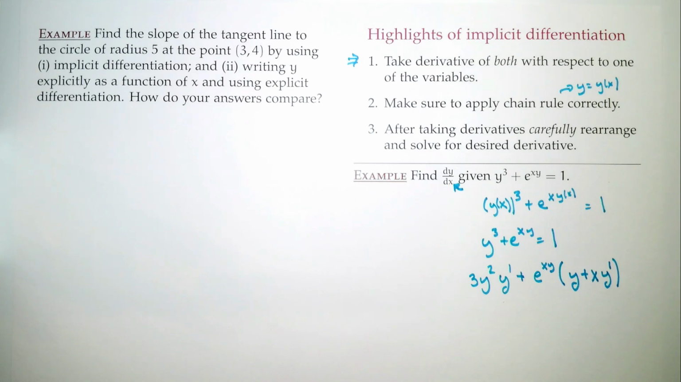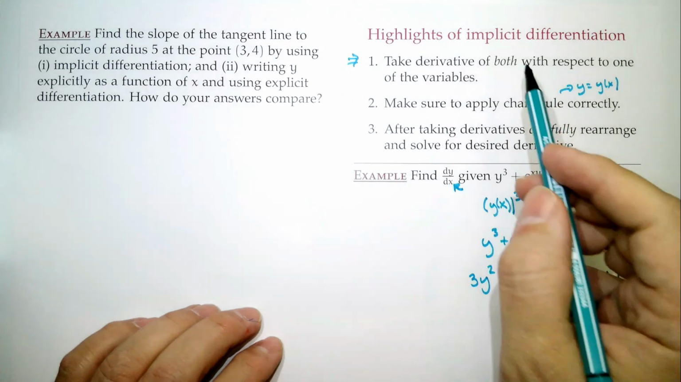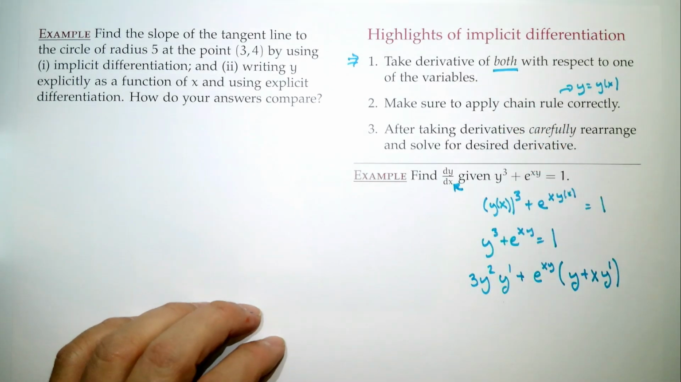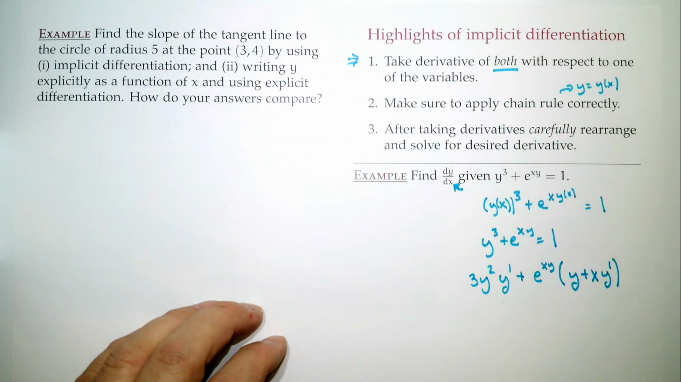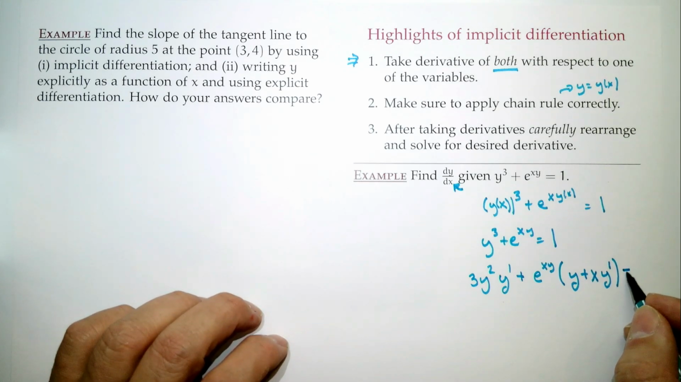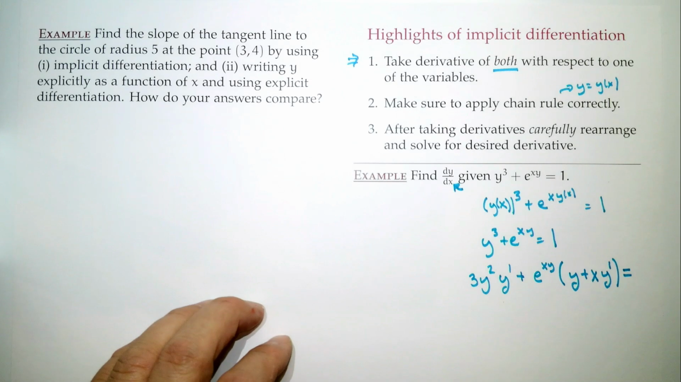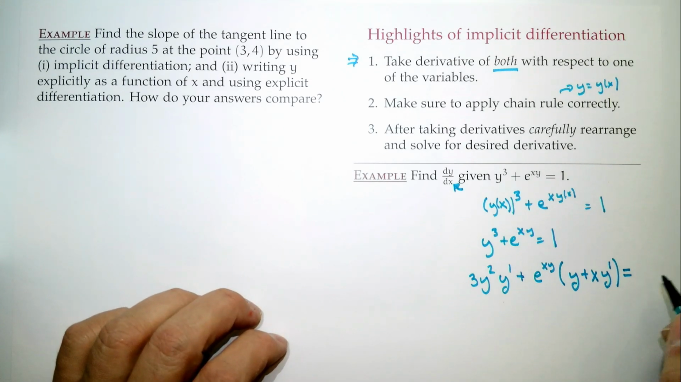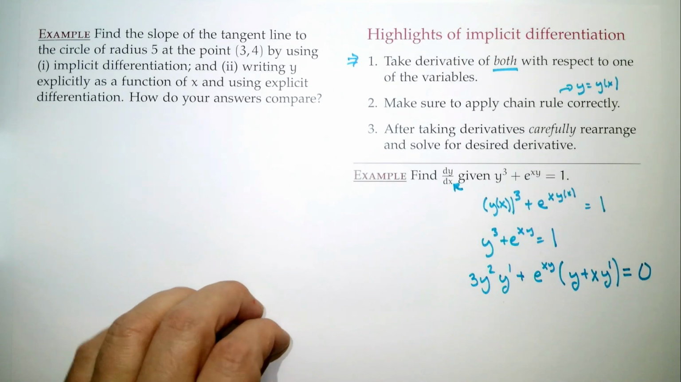Now, we're not done because, remember, we have to take the derivative of both sides. We only took the derivative of the left side. Now we have to do the whole thing over for the right side. What's the derivative of 1? Yeah, usually one side is easier than the other.